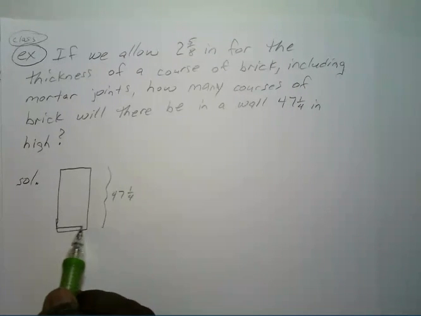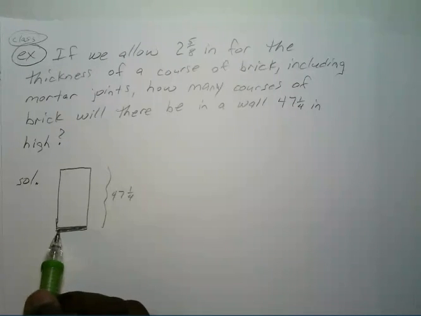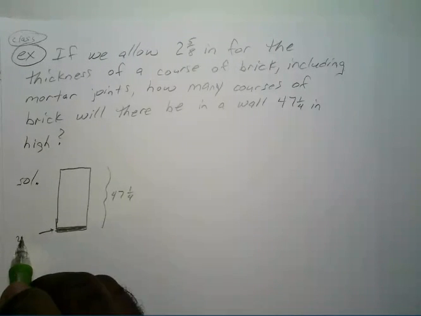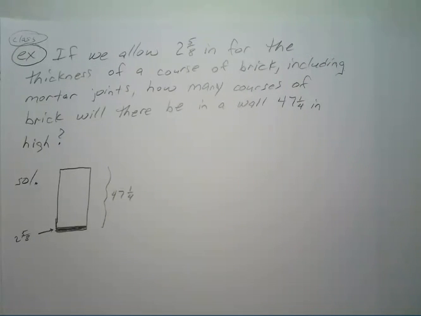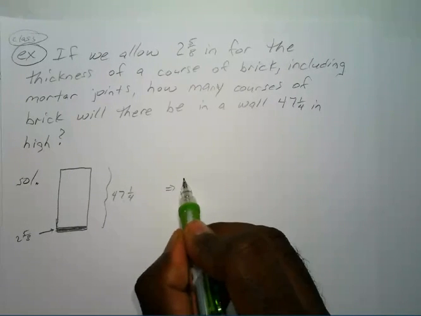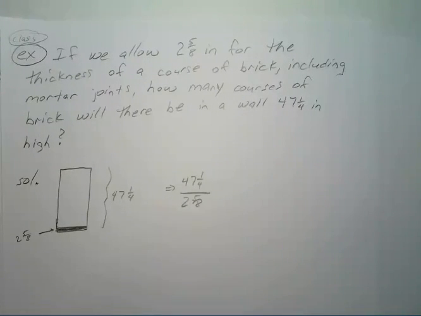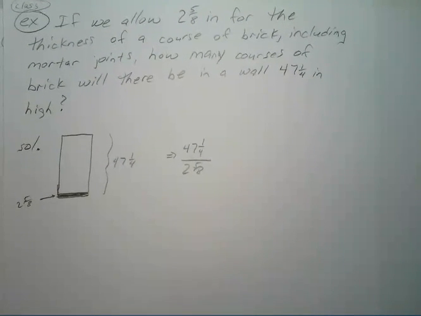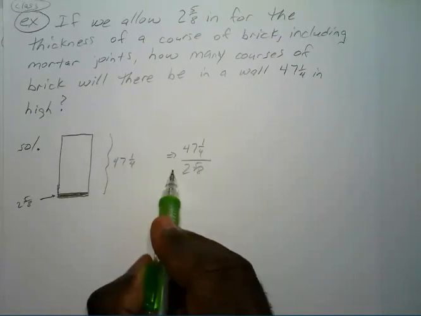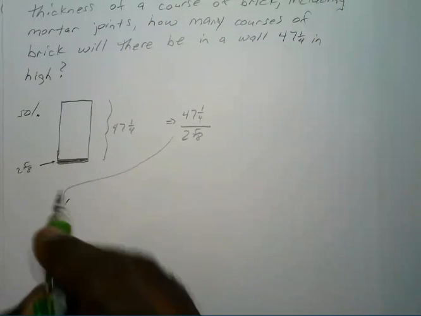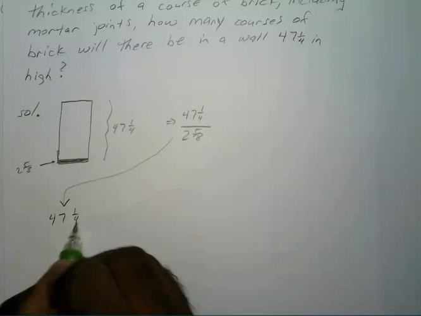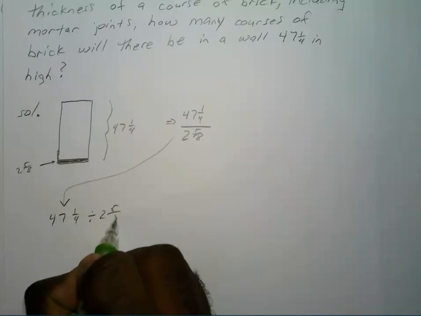Okay, so let's say this is the brick and the mortar joint. That's 2 5/8 of an inch. Okay, so what we want to see is how many of those 2 5/8 go into 47 1/4. So that gives us 47 1/4 divided by 2 5/8, which of course we can rewrite another way. And I'm just going to move that down here because we have more room. So we have 47 1/4 divided by 2 5/8.